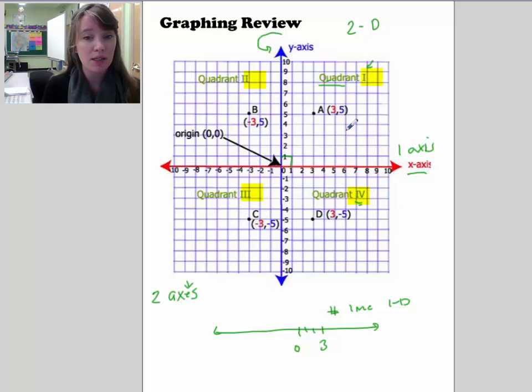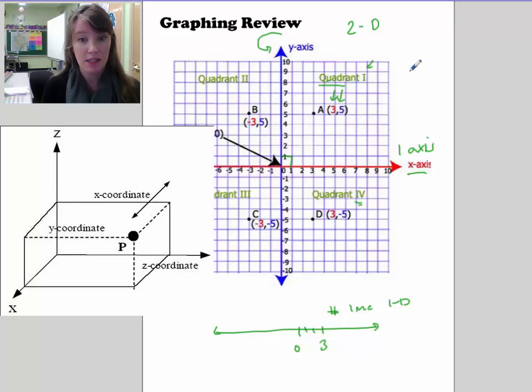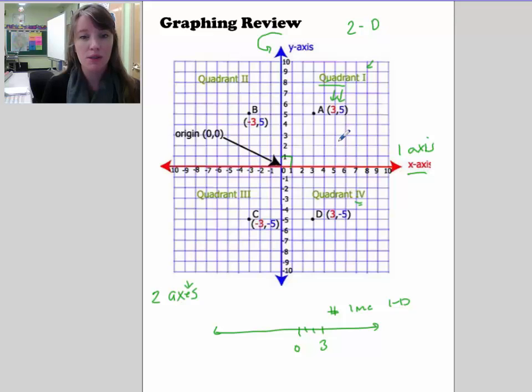Now, the signs of the coordinates in the two-dimensional system. In two dimensions, we need 2 coordinates in order to tell the exact location of a point. When you get to graphing 3-dimensional coordinates, you're going to have an x, y, and z axis, so an x, y, and z coordinate to tell a particular point in 3-dimensional space. But for us, we're going to stick with 2 dimensions for a couple of years.